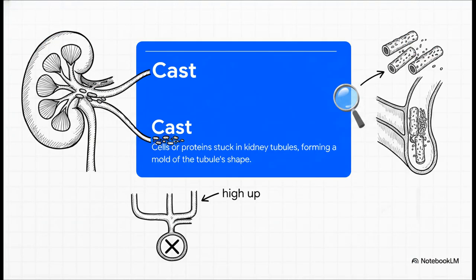So let's define what a cast actually is. A cast forms when cells or proteins get stuck in the kidney's tubules. They clump together and form a literal physical mold of that tubule's specific shape. The crucial point here is that finding a cast absolutely proves the pathology is happening high up in the kidney's pipes, rather than lower down in the bladder.